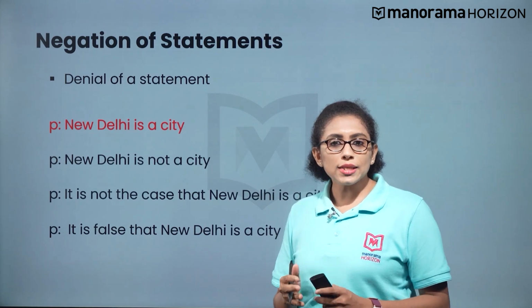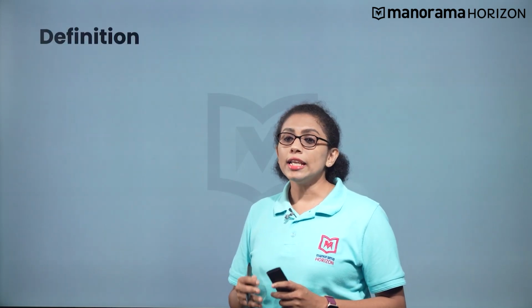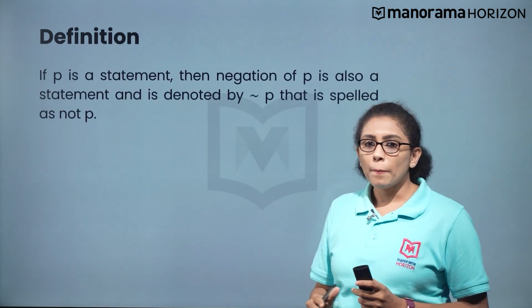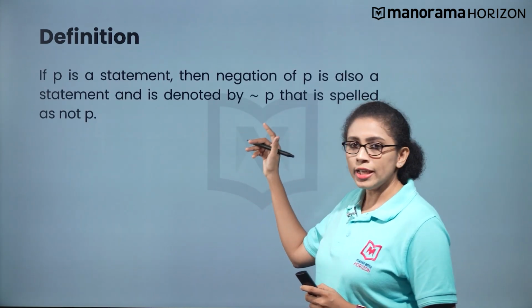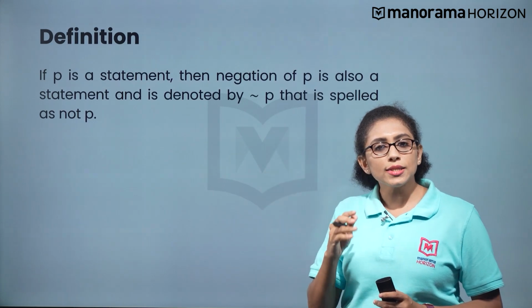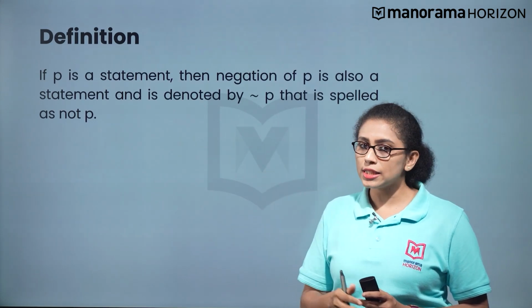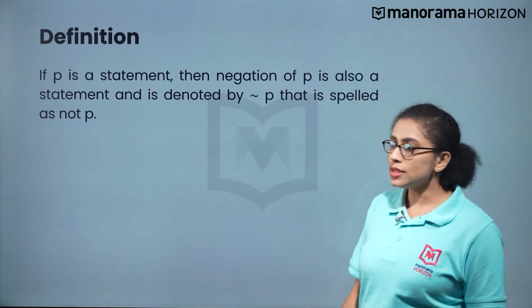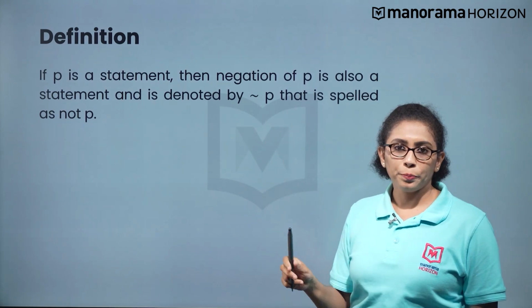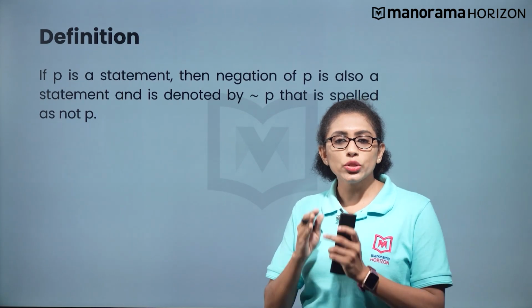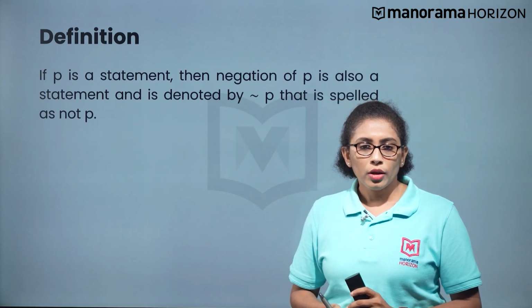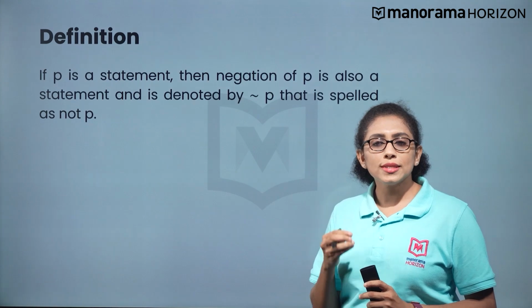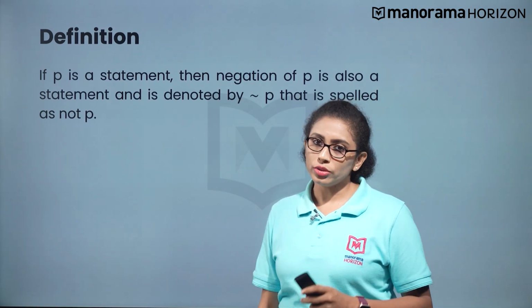Now with this understanding, we can define negation of a statement as: if p is a statement, then negation of p is also a statement and it is denoted using the tilde symbol, that is, tilde p. It is read as not p. Now let us discuss some more examples related to this.